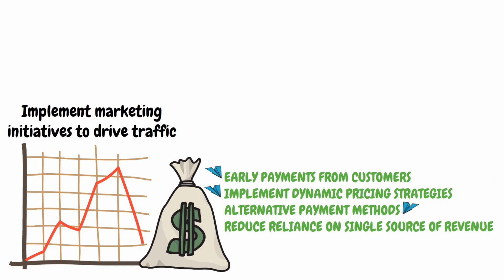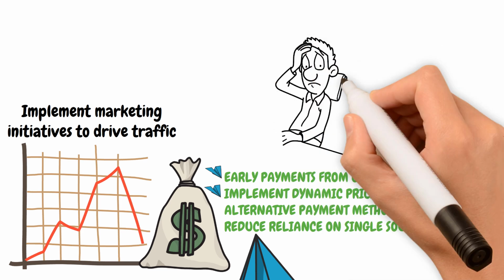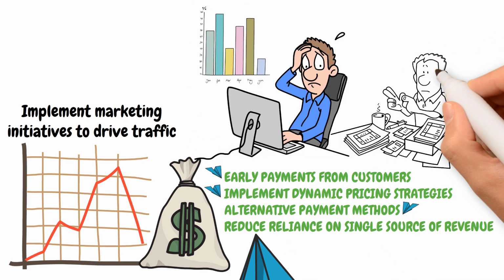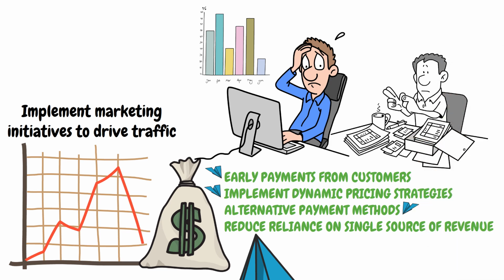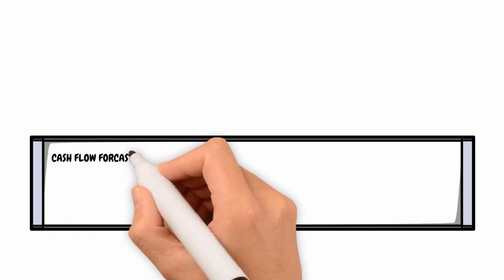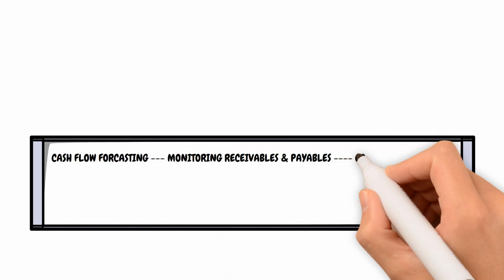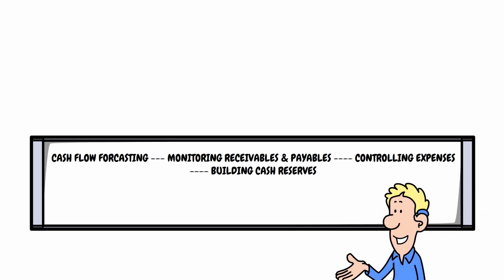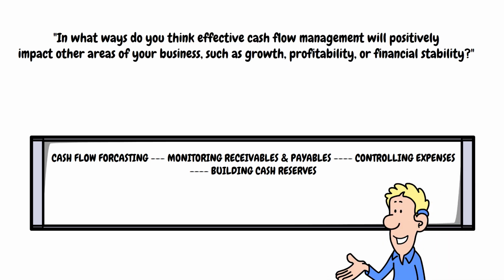inflows and improve liquidity. Reduce reliance on a single source of revenue by diversifying products, services, or target markets. Expanding revenue streams can mitigate the impact of fluctuations in demand or market conditions. Effectively managing cash flow is essential for the financial health and longevity of your business. By implementing practical strategies like cash flow forecasting, monitoring receivables and payables, controlling expenses, and building cash reserves, you can navigate the complexities of cash flow management with confidence and agility.